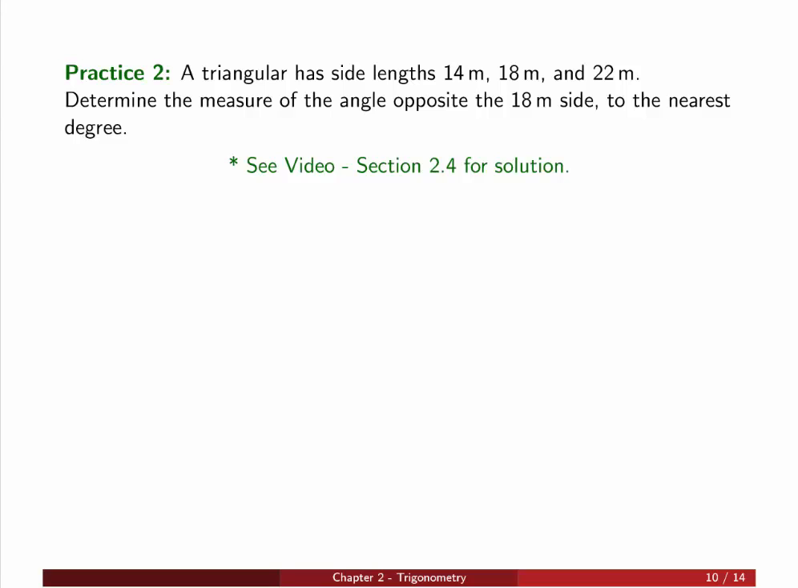A triangle has side lengths 14 meters, 18 meters, and 22 meters. Determine the measure of the angle opposite the 18 meter side to the nearest degree. So it gives you all the side lengths, which makes it quite easy to draw, if you're given all the side lengths.